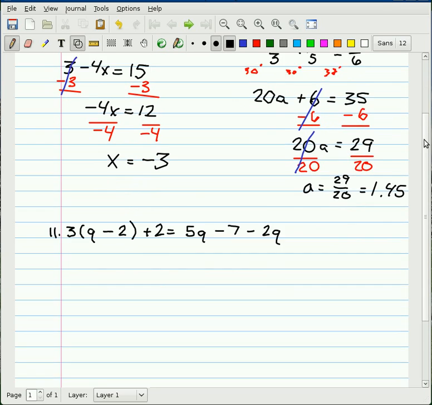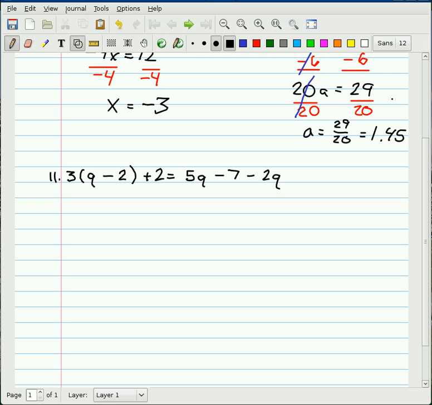My third problem for this little video is number 11. Number 11 happens to have a lot of interesting math here. First thing we're going to do is deal with these parentheses using the distributive property. So I do 3 times q and then 3 times negative 2. Please be careful with that negative. That leaves me with 3q minus 6 plus 2 equals 5q minus 7 minus 2q.